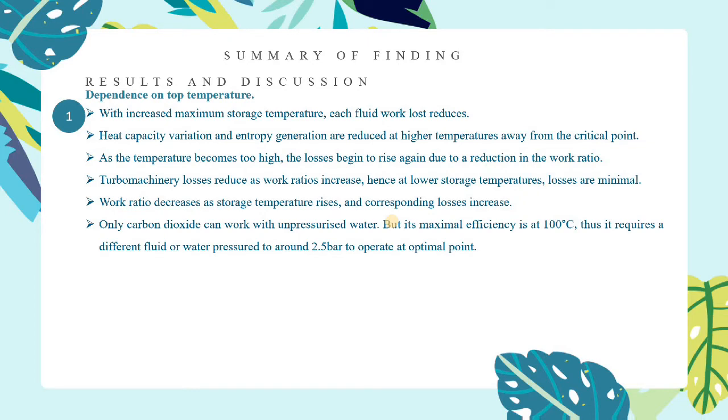With increased maximum storage temperature, fluid loss reduces. Secondly, heat capacity variation and entropy generation are reduced at higher temperatures away from the critical point. As the temperature becomes too high, the losses begin to rise again due to a reduction in the work ratio. Turbomachinery losses reduce as work ratios increase. Hence, at lower storage temperatures, losses are minimal. Work ratio decreases as storage temperature rises and corresponding losses increase.